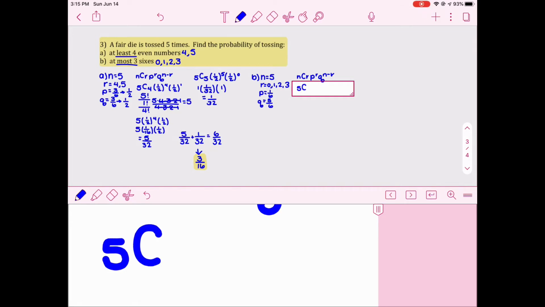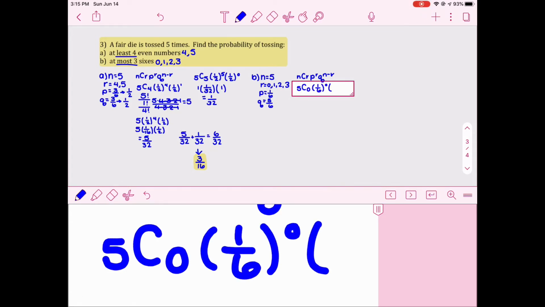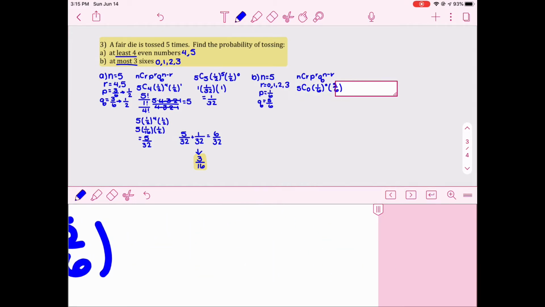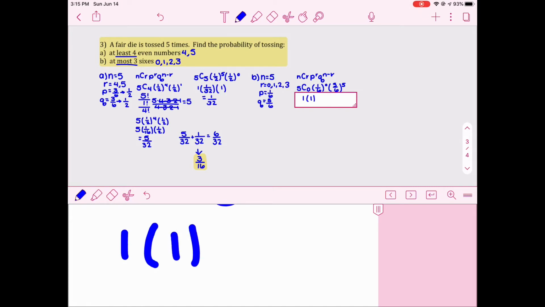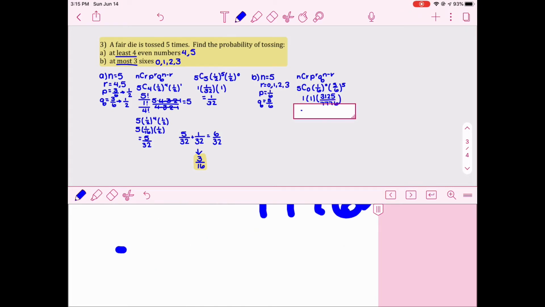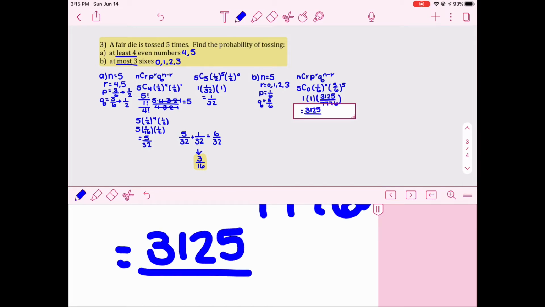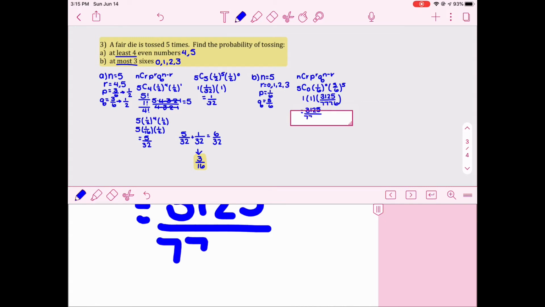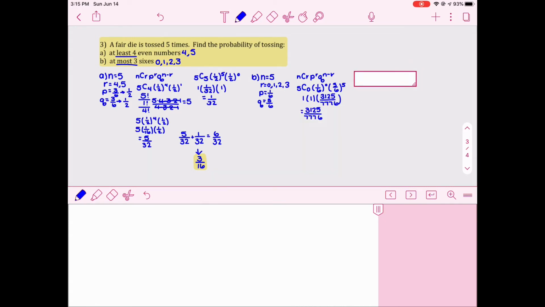So now we have 5C0, 1/6 to the 0, and 5/6 to the 5th. Any number C0 would be 1, and then anything to the 0 power would be 1. And then 5 over 6 to the 5th power is 3,125 over 7,776. So just for that part, you just keep that fraction the same. Then we go to the next one because we're going to be doing this 4 times.